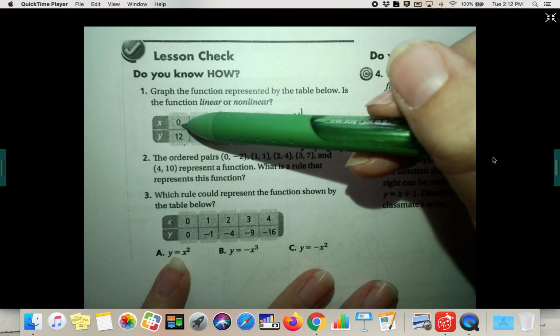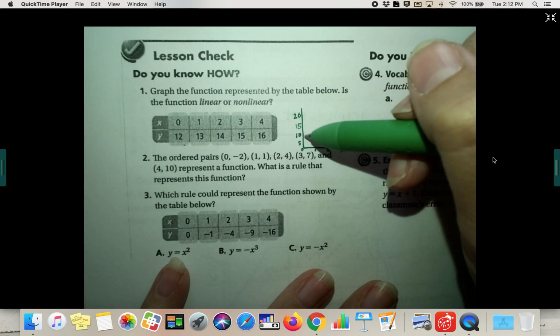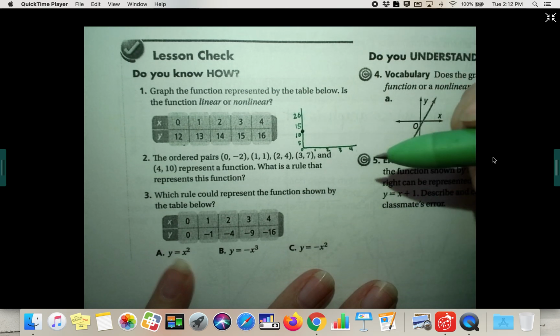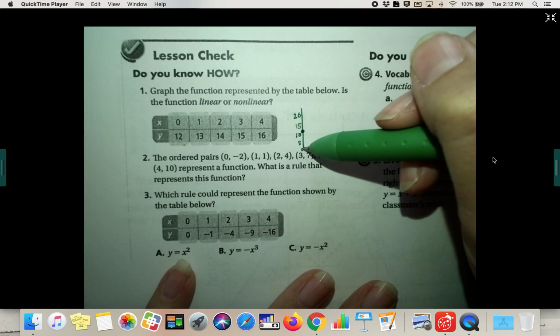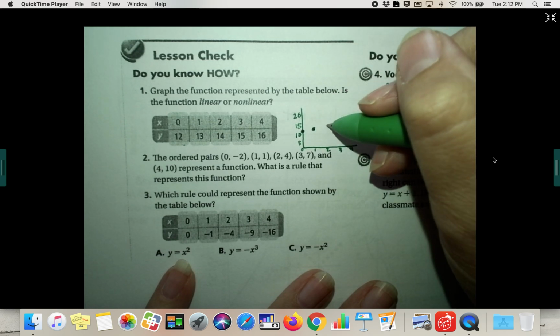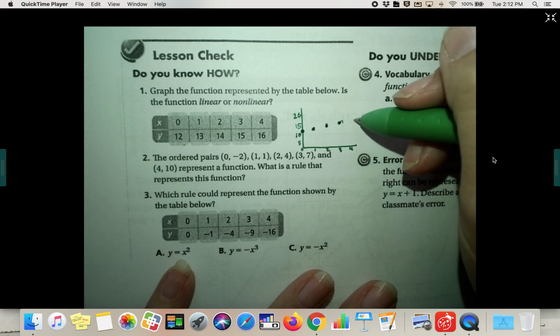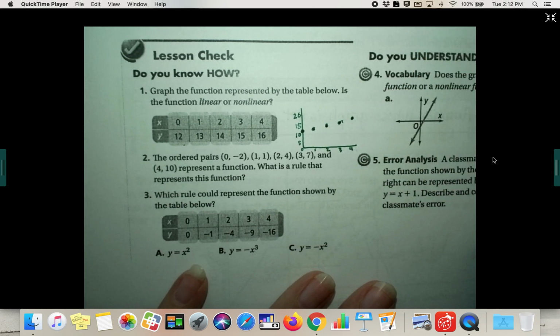At 0, put a dot at 12. So 0, 12 is your first ordered pair. So 0, 12. It's going to roughly be about right there. 1, 13. 2, 14. 3, 15. 4, 16. Okay, my dots are not perfect.